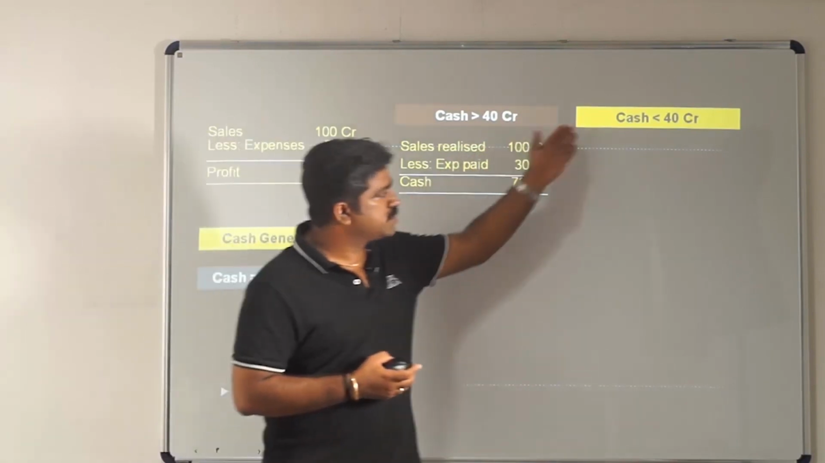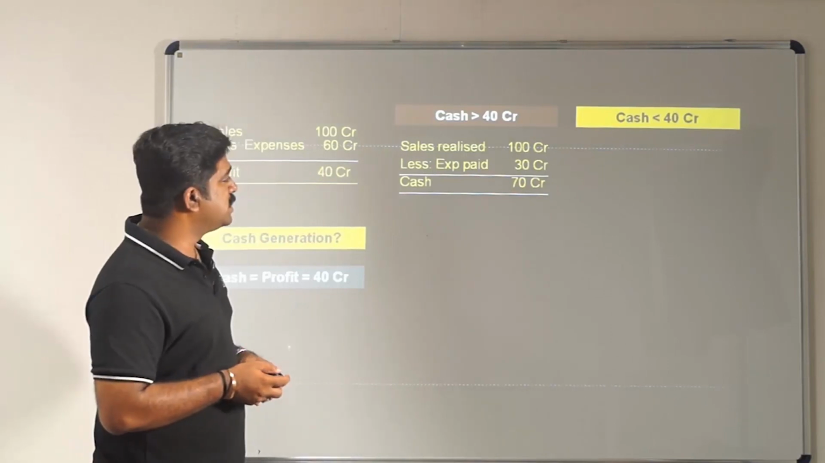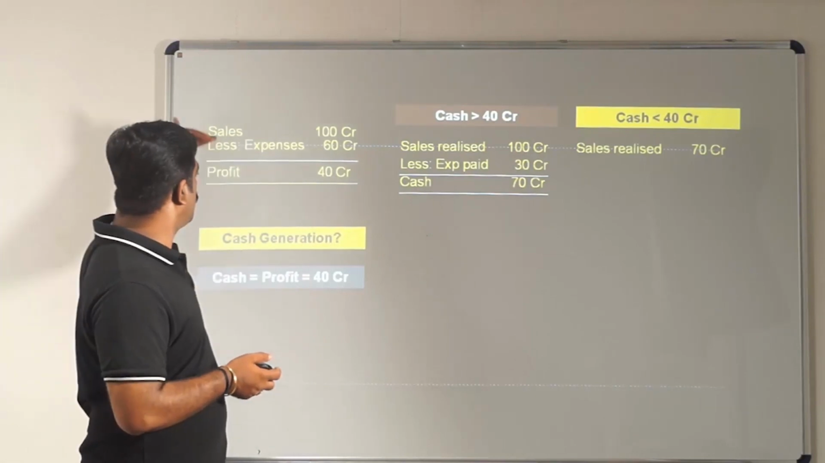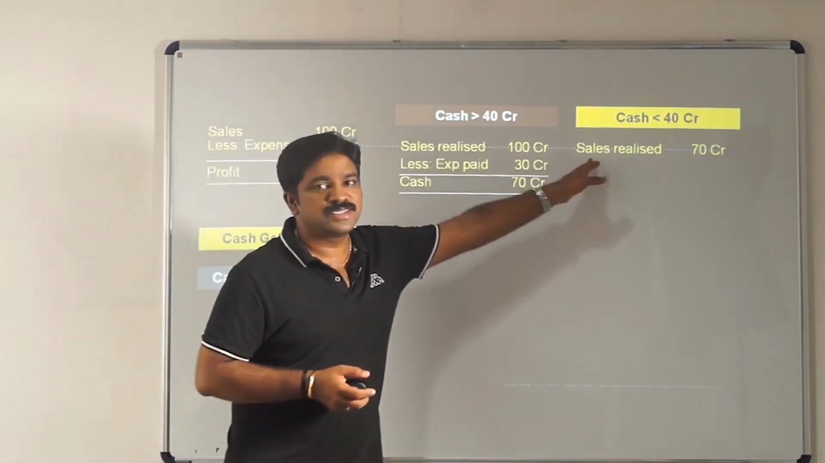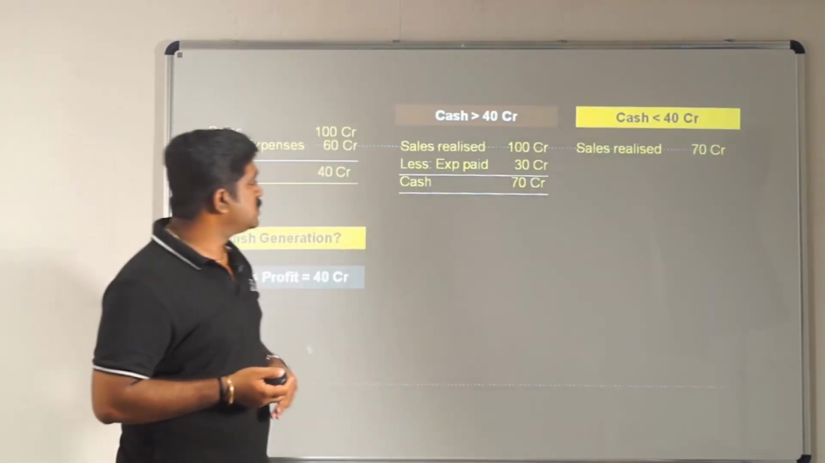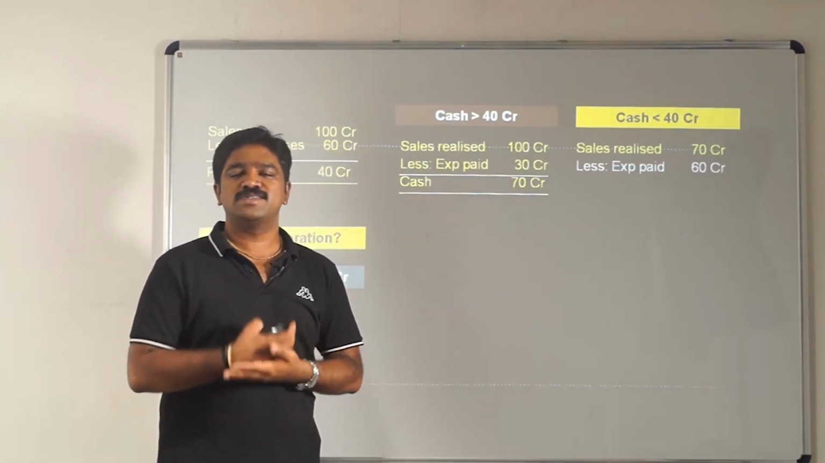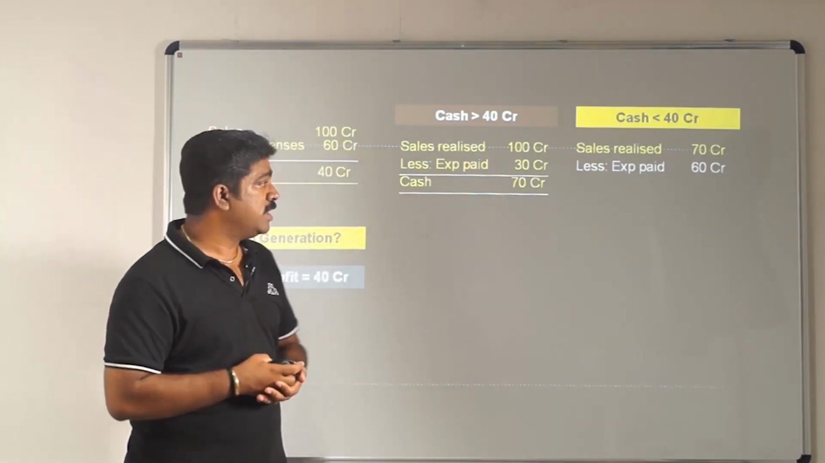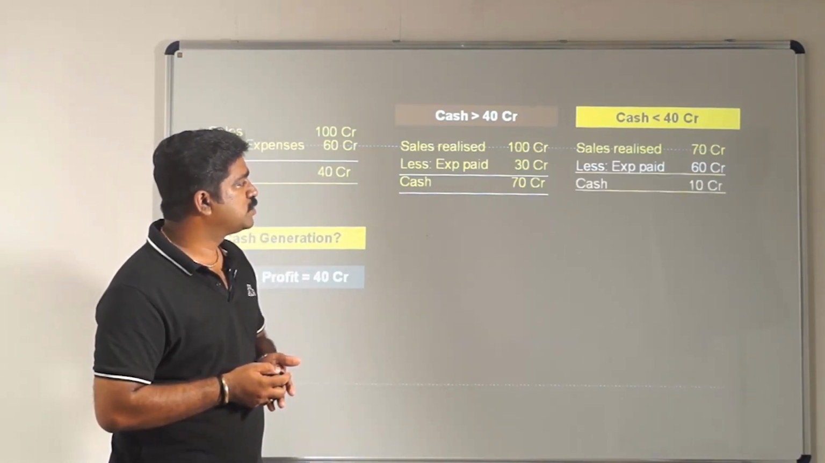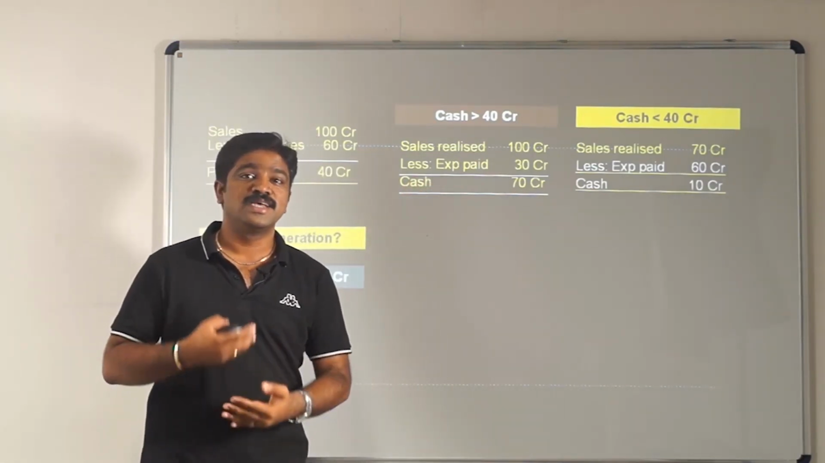We can also have a scenario where the cash generated is less than profit. How? Let's say the sales realized is only 70 crore. What are the sales you have made? 100 crore. What is realized? Only 70 crore. So you are yet to realize 30 crore. But what is the payment you have made? Expenses paid are 60 crore. What is realized is only 70 crore, and what you have paid is the entire 60 crore. So what is the cash position? Your cash position is 10 crore. So this is a scenario where your cash generation is less than profit.